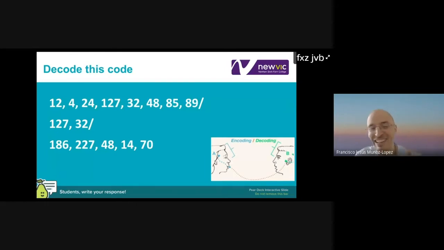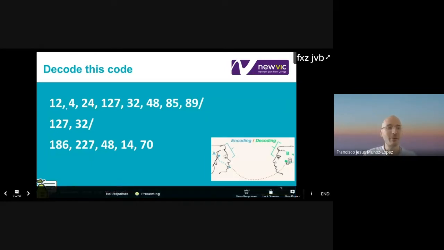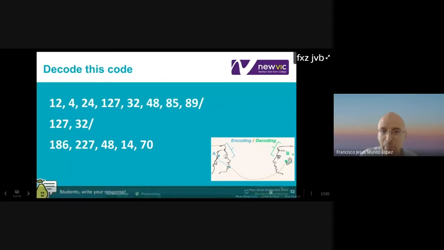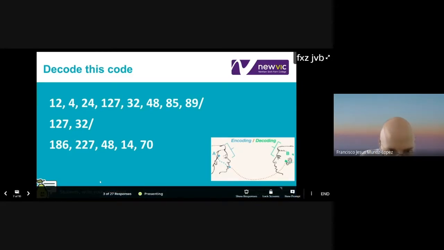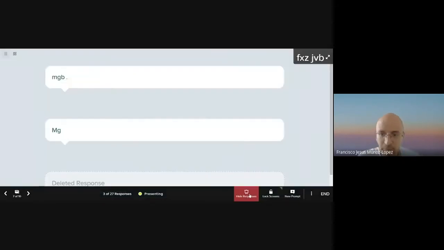So what is the mystery? There is a code. You see these numbers, 12, 4, 24. This is a code. So there is a sentence hidden behind the numbers. So how are you going to decode this? Well, for the first minutes, I'm going to let you think about it, and you tell me, how do you think you can solve this code? You can put your answer on the chat, or I think you can put it, I can see here. Let me see what you said.